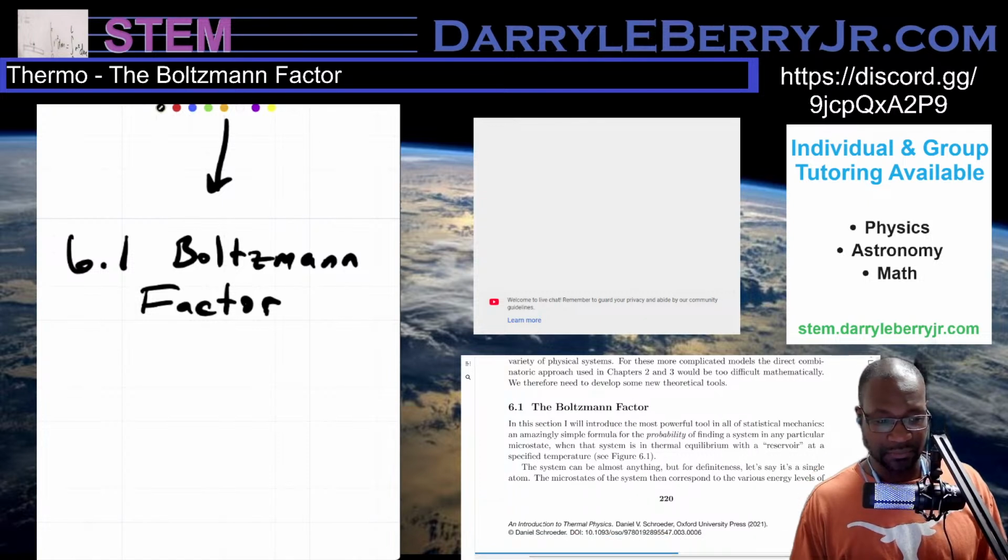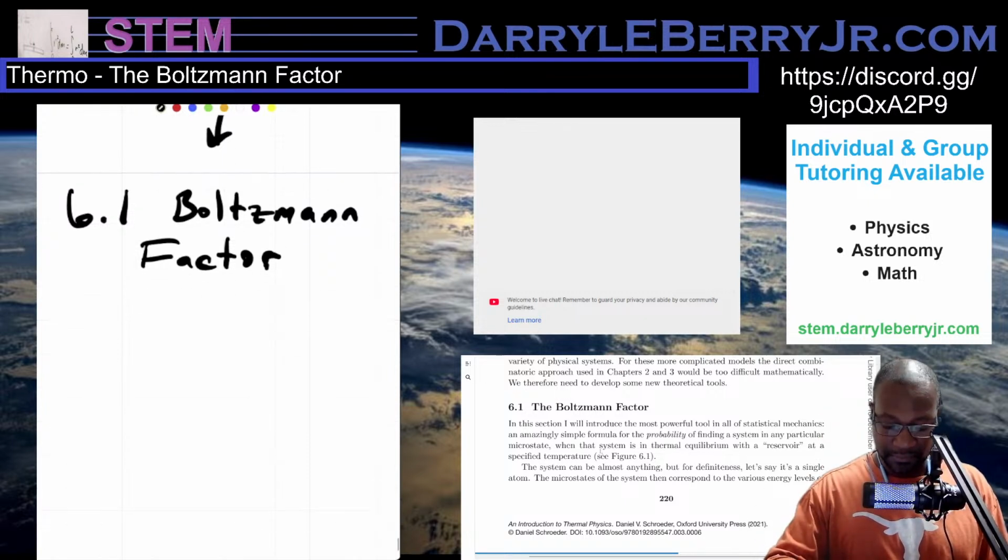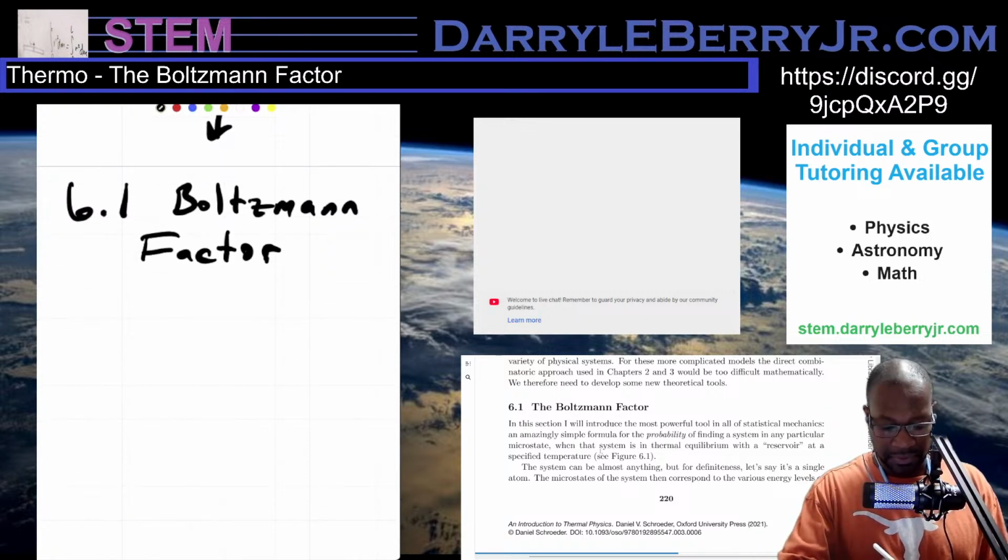And again, it's a textbook, An Introduction to Thermal Physics by Daniel Schroeder. In this section, I will introduce the most powerful tool in all of statistical mechanics, an amazingly simple formula for the probability of finding a system in any particular microstate when that system is in thermal equilibrium with a reservoir at a specified temperature.